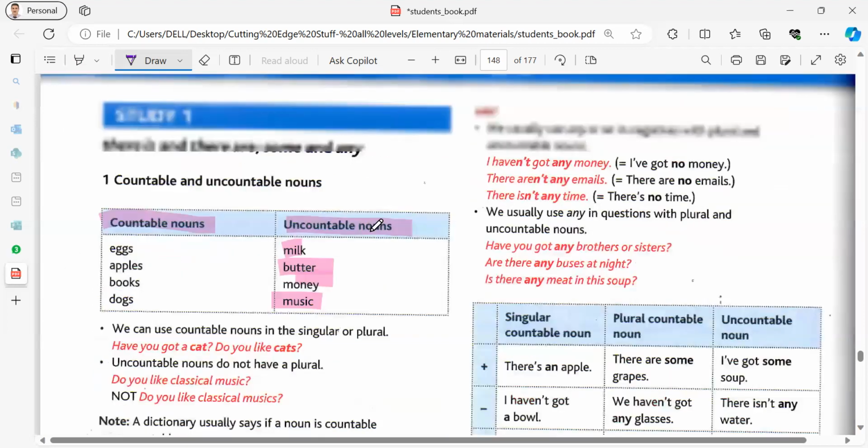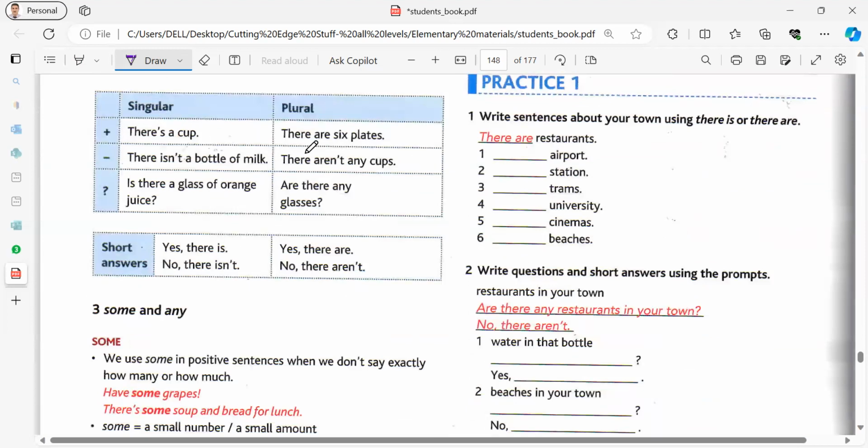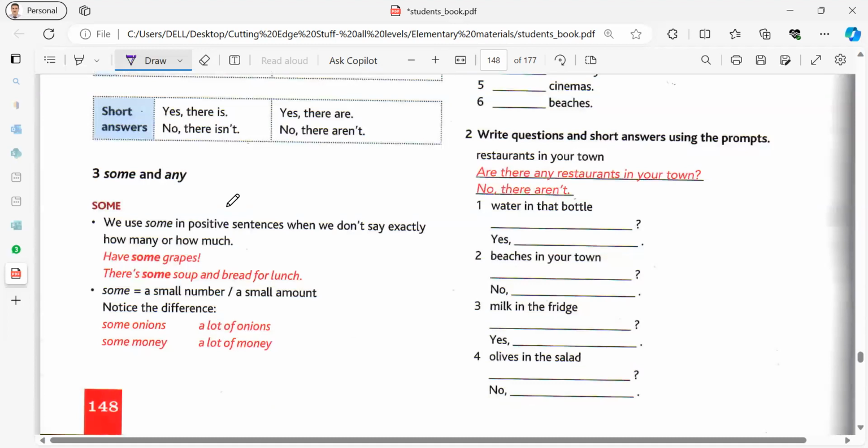Okay, clear? Clear. What about singular and plural? I think this is easy for you. No problem. Some, the same, some and any. Here, some: we use it with positives, when you don't know exactly how much or how many. For example, I have got some grapes.